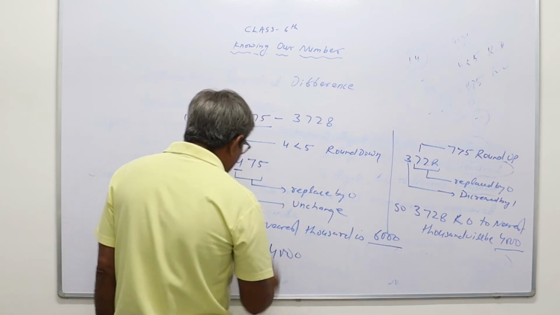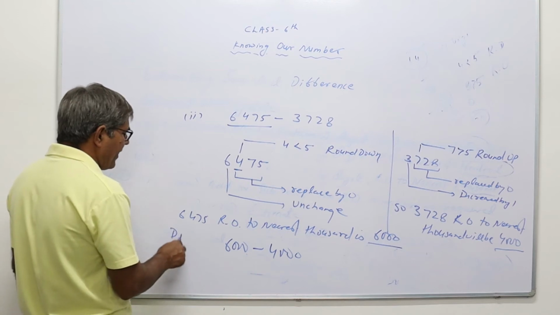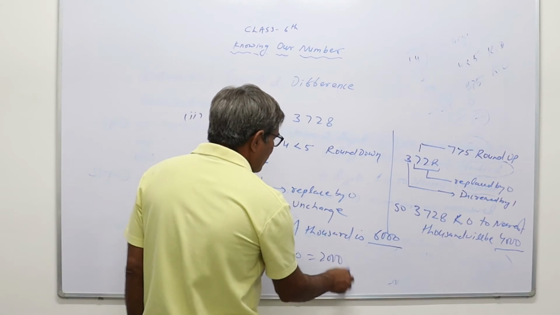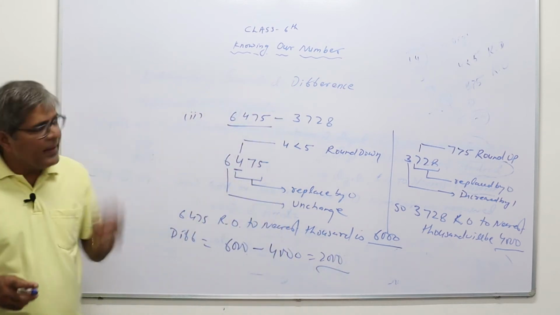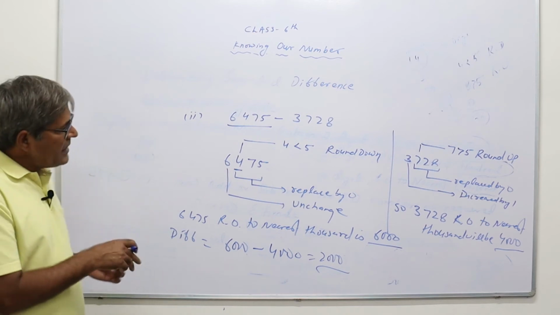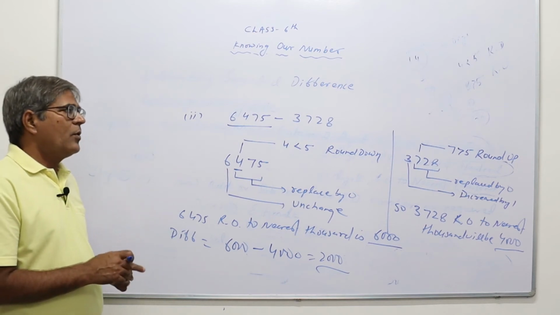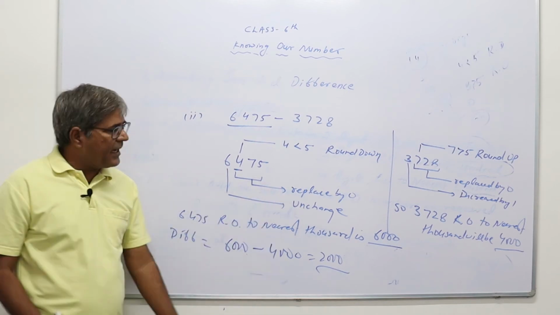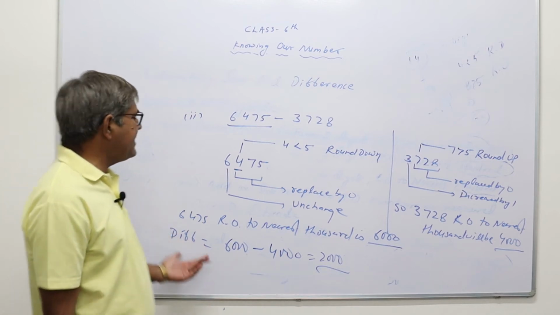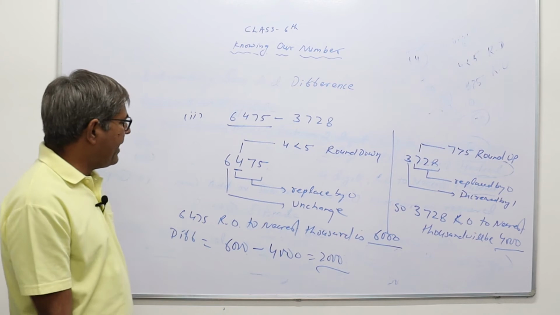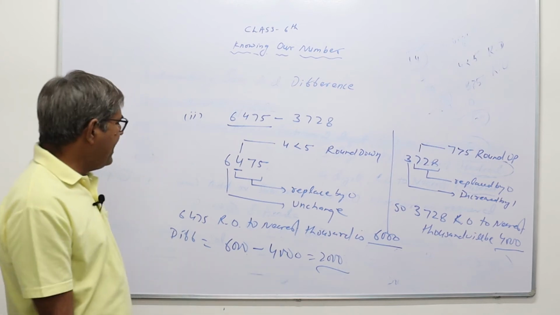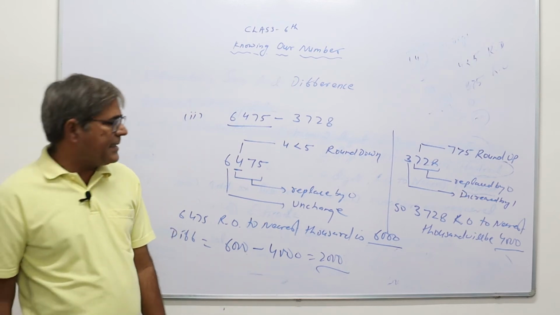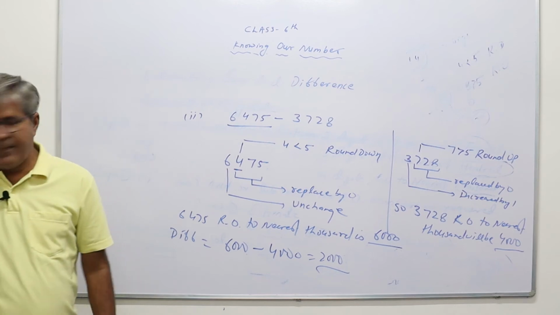And now what do we have to find? We have to find the difference. So difference will be equal to 6000 minus 4000, that is equal to 2000. So in this way, first we round off the given number to the nearest 10 or nearest 100 or nearest 1000, and then as per the requirement, if we have to find the addition, then after rounding off the given numbers, we will add the given numbers, and if we have to find the difference of the given numbers, then after rounding off such numbers, we will find the difference.